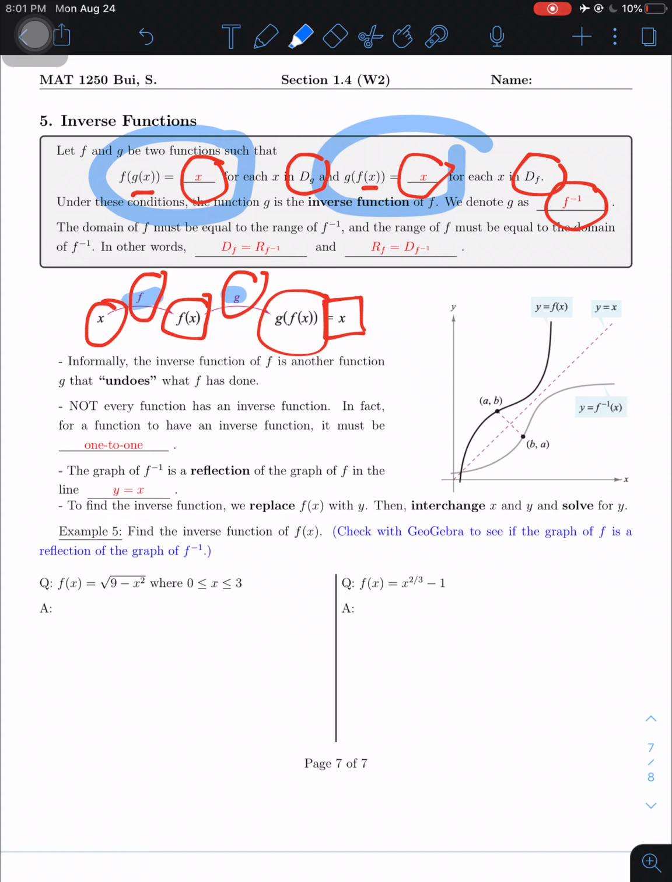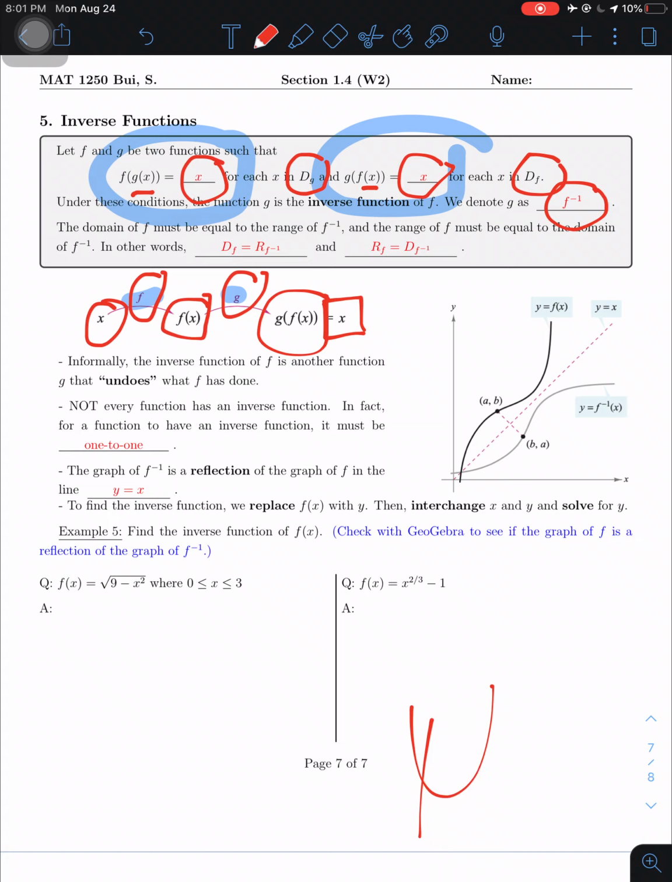Not every function has an inverse function. In fact, for a function to have an inverse function, it must be one-to-one. If you don't remember the concept of one-to-one, let me draw an example. Let's look at this one, the parabola. How do I know that this is not a one-to-one function? First of all, it passes the vertical line test, right? If you draw any vertical line at any point of the parabola, it only touches the parabola once, regardless of the position of the vertical line.